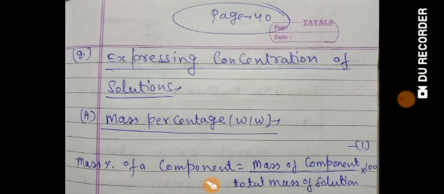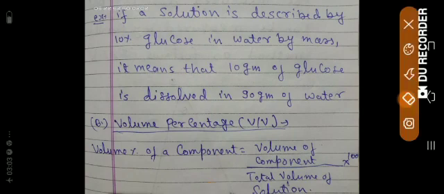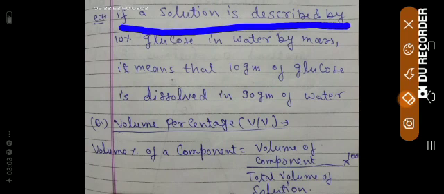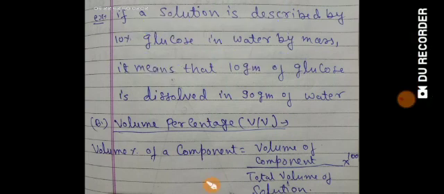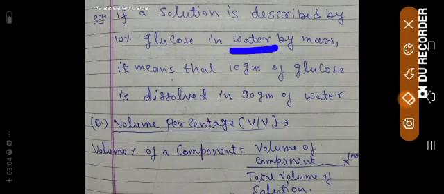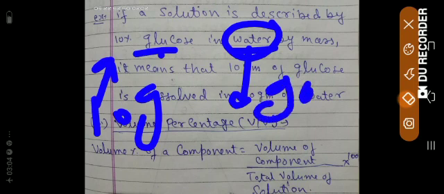What is the example of this mass percentage? I am going to tell you on the next page. Okay students, if a solution is described as 10% glucose in water, as you can see there are two components. Water is the solvent and glucose is the solute. So 10 gram glucose, as I told you earlier, the weight of both solute and solvent will be taken, and 90 gram of water. So 100 gram would be the total and the percent would be 10.